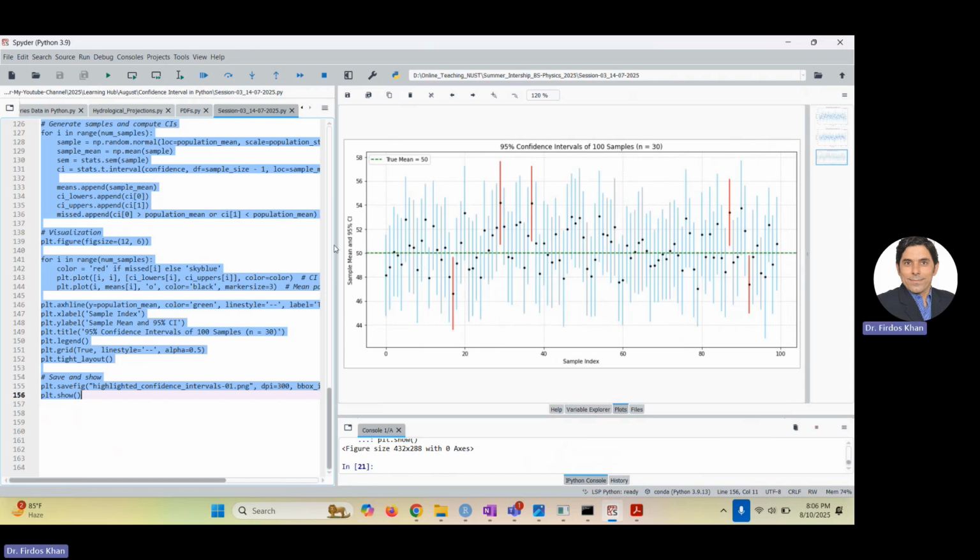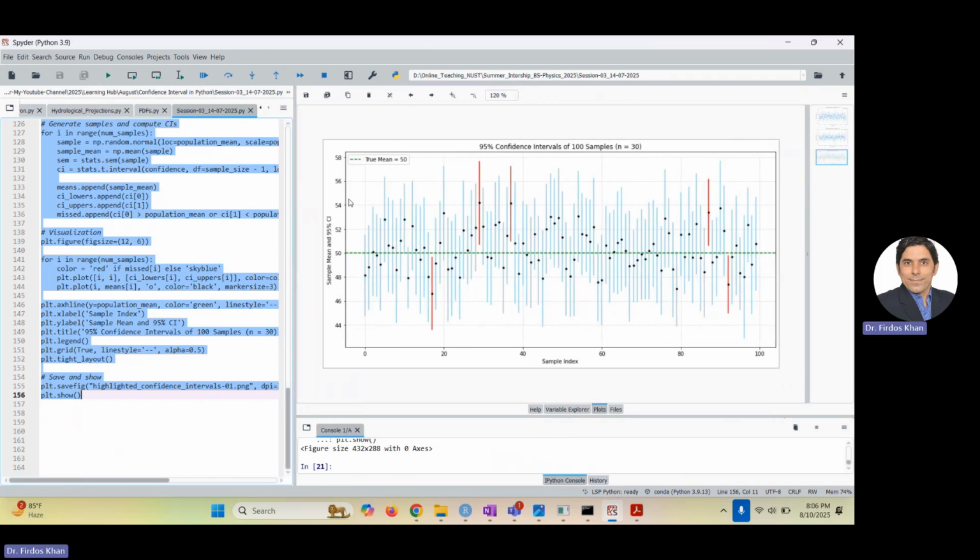Let's look at this. Okay, the true mean, that is the population mean, is the green line. And just look at this, 95% confidence interval for 100 samples with each sample size 30. I have explained this already, so you can see, you can present these nice results, and you can explain them when you're working in some company job or something like this.